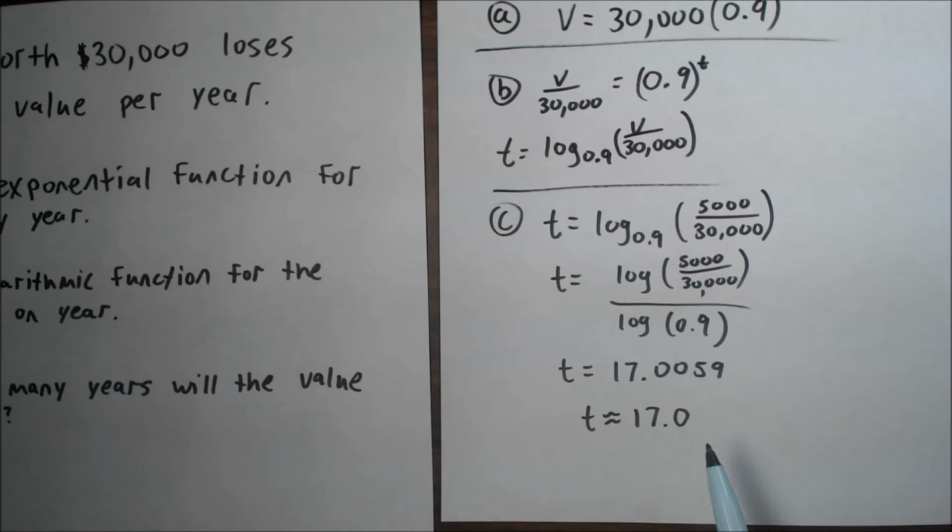So I entered it in my calculator, and what I got was 17.0059. So I'm just going to go ahead and round to the nearest tenth, which is still 17.0. That's how many years it would take for the car to go from $30,000 down to $5,000, losing 10% of its value per year.